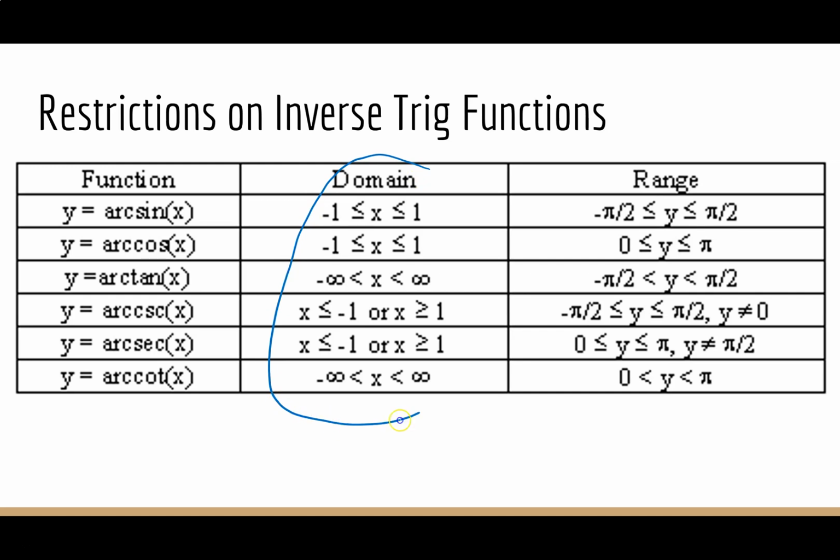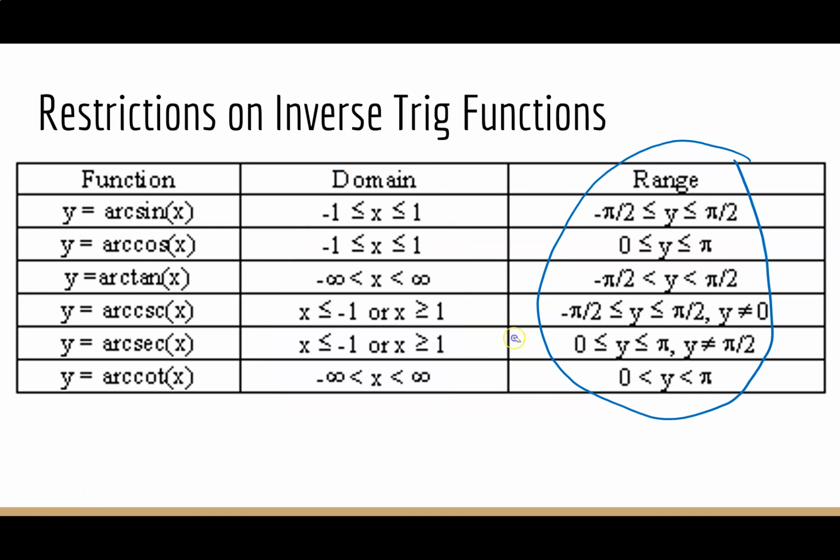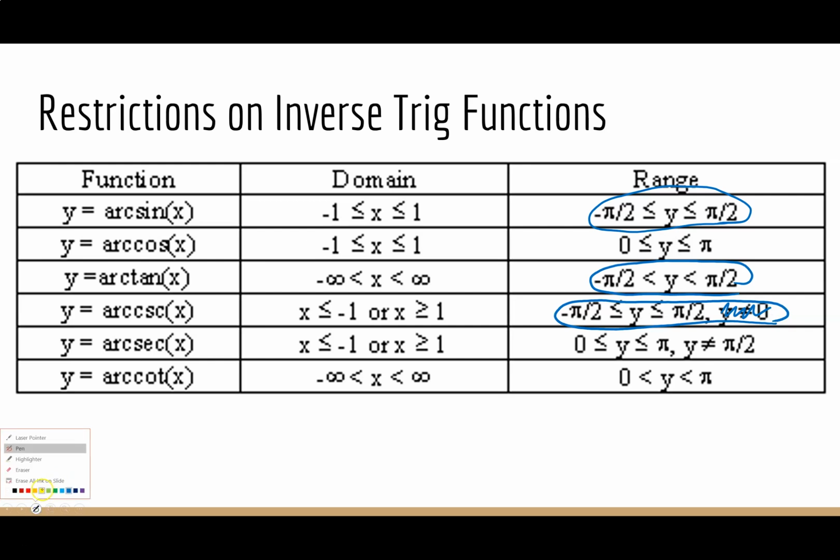Domain restrictions are important to know, but they're not very complex. Range restrictions are what we really want to make sure we know. And if you take a look at it, there are some repetitions. So let me get rid of those real quick and show you the repetitions. So we have negative pi over 2 to pi over 2, negative pi over 2 to pi over 2, negative pi over 2 to pi over 2. With this, you don't need to worry about that so much. And then we have 0 to pi, 0 to pi, 0 to pi.